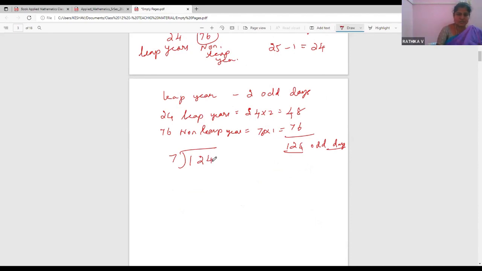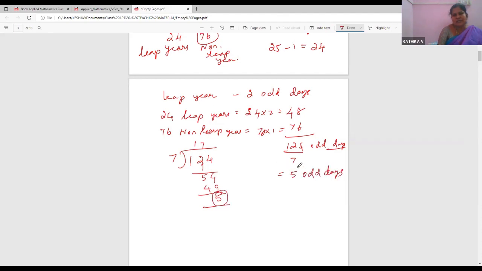We remove the complete weeks and see how many extra days are left. That is called the odd day. So we divide by 7. You can see that 17 times 7 is 119, and the remainder is 5. So divide by 7, you get the remainder 5. So 5 odd days are there.